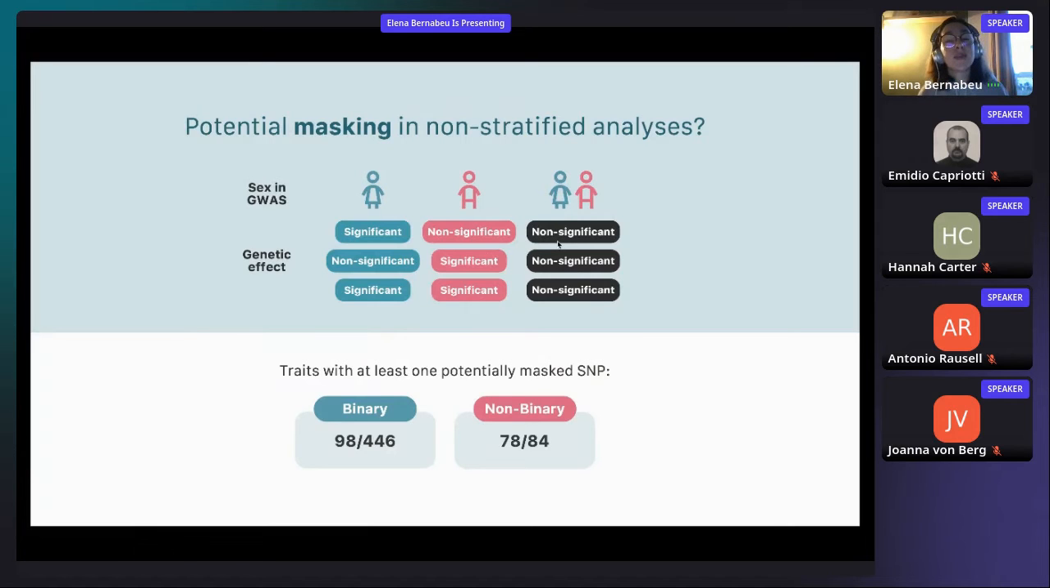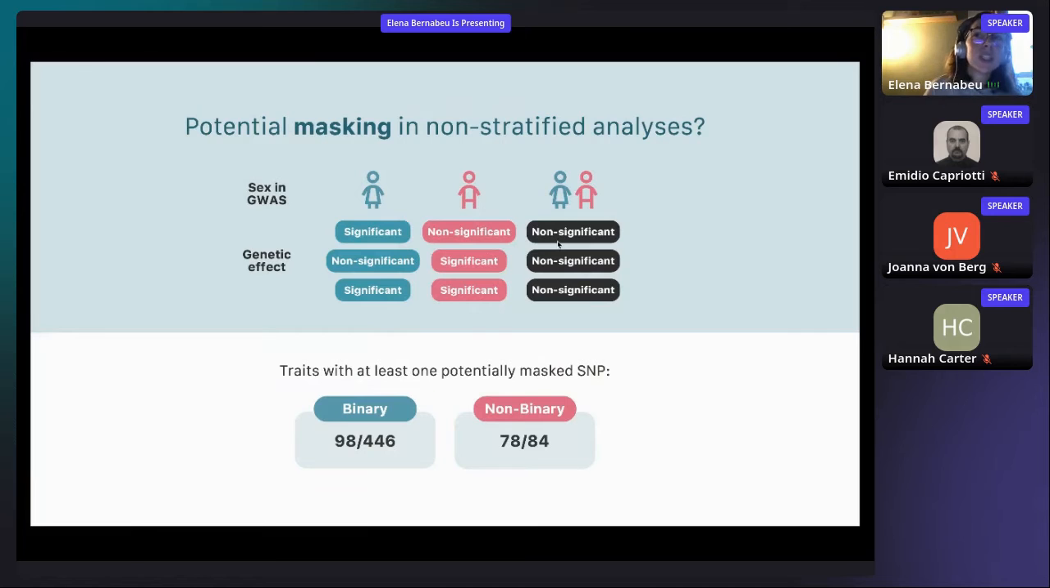So moving on to our test of masking in non-stratified analysis, again, I'll remind you that by masking, we mean that it could be that a variant is significant in one of the sexes, but not the other, and thus by combining the two together in a sex-agnostic model, you might end up with a non-significant signal. To test this, we did exactly that. We looked for variants that were significant in a female-specific model or in a male-specific model, but that ultimately led to a non-significant signal in a sex-agnostic model. And we found evidence of at least one potentially masked SNP across a wide range of traits. For the binary traits, this was 98 of the 446 traits. For the non-binary, it was even larger than that: 78 of the 84.